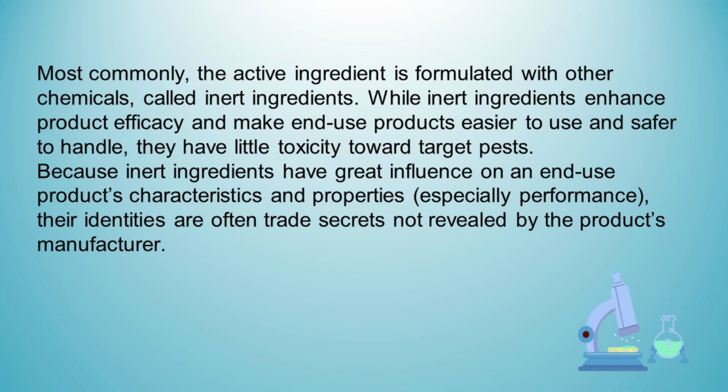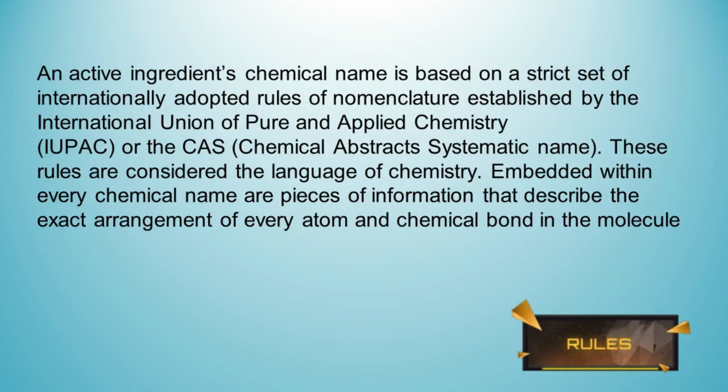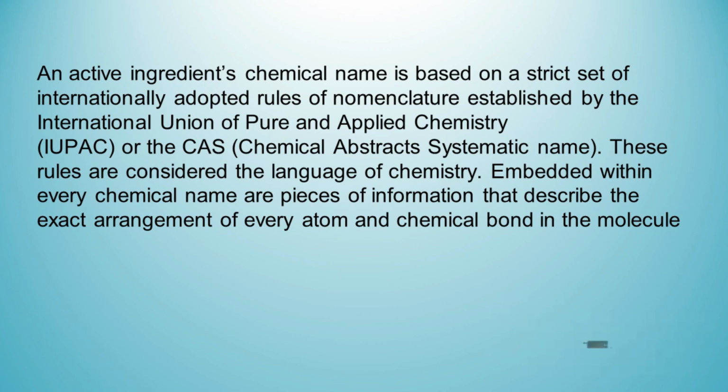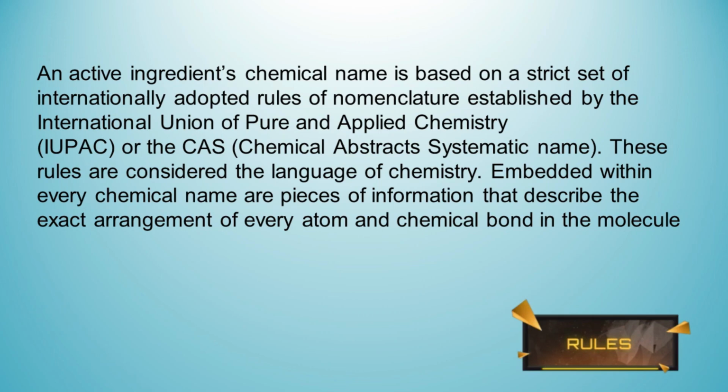While inert ingredients enhance product efficacy and make in-use products easier to use and safer to handle, they have little toxicity towards target pests. Because inert ingredients have great influence on an in-use product's characteristics and properties, especially performance, their identities are often trade secrets not revealed by the product's manufacturer. An active ingredient's chemical name is based on a strict set of internationally adopted rules of nomenclature established by the International Union of Pure and Applied Chemistry, IUPAC, or the CAS Chemical Abstract Systematic Name. These rules are considered the language of chemistry.